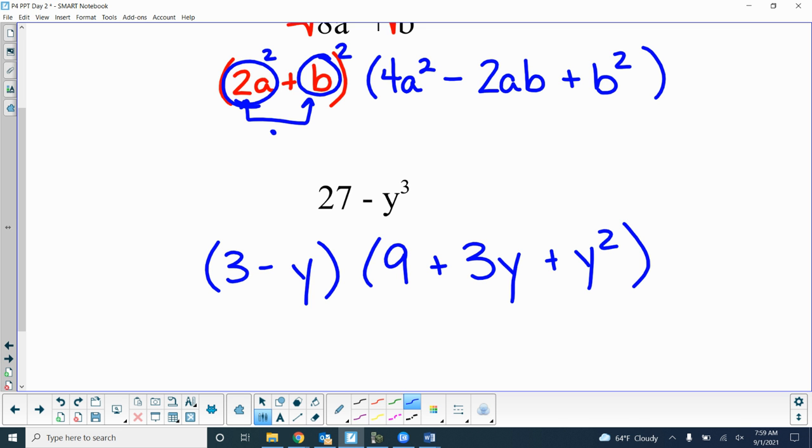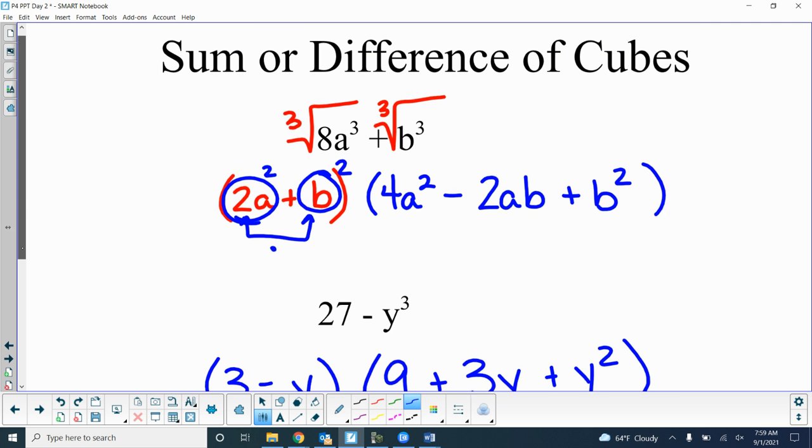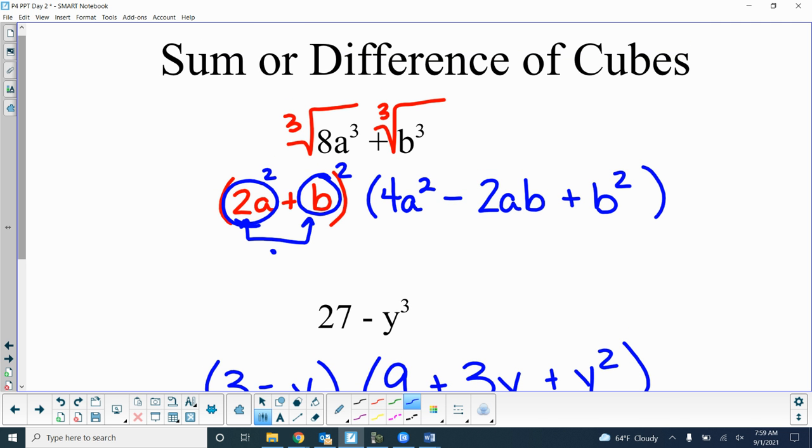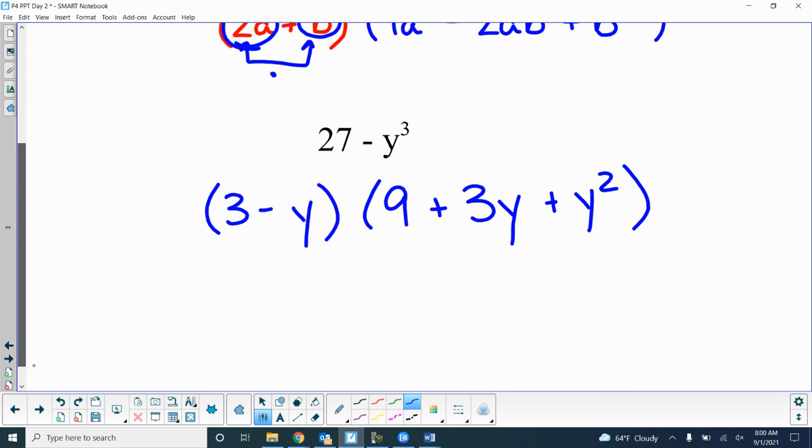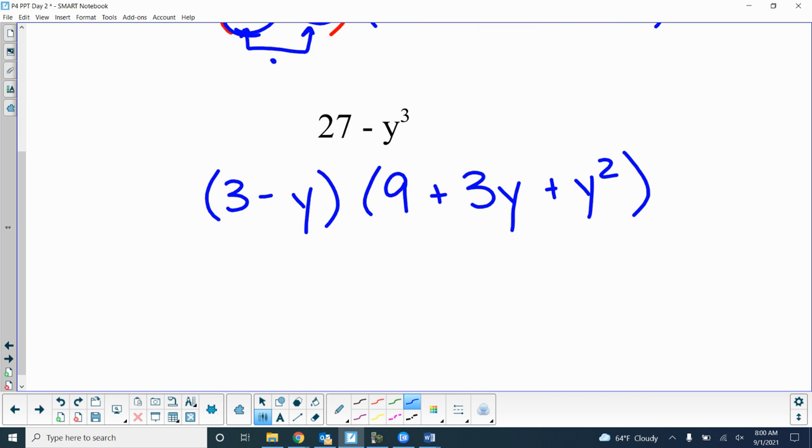All right. We good on these? What do we call these again? Sum or difference of cubes, right? Autumn? Yeah. All right. So those are sum or difference of cubes. Question. Making sense? Simple, right? This factoring stuff's easy, right?